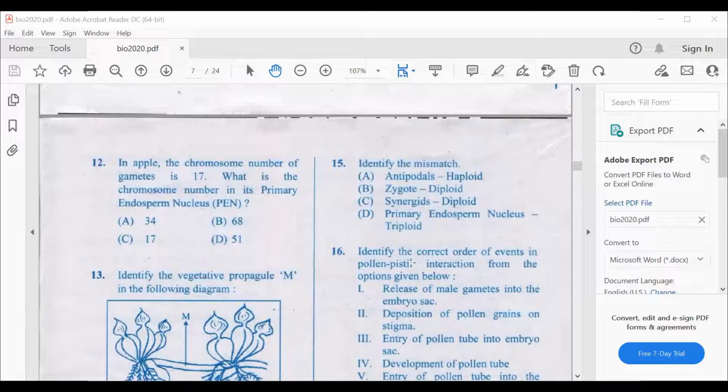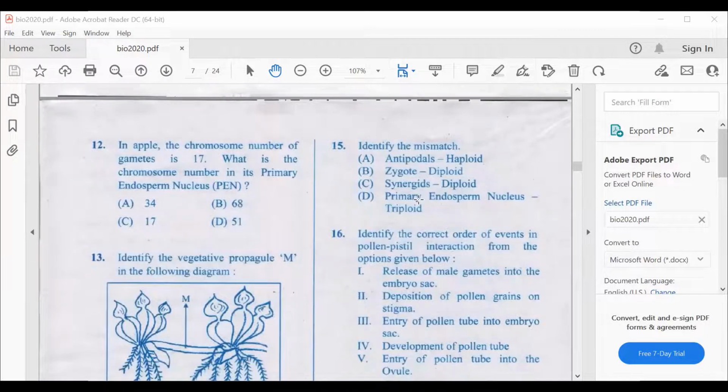Tasmia answered as option C. Kirtana answered as option C. Janvi answered as option D. Sorry, Janvi answered as option C. Vani KS answered as option C. Okay. Option C. All of you answered option C. That is synergids, which is diploid. So this is not related. Now here, the synergids are the supporting cells.